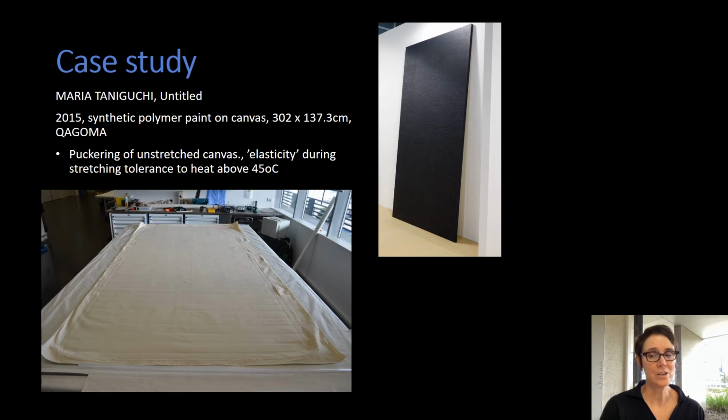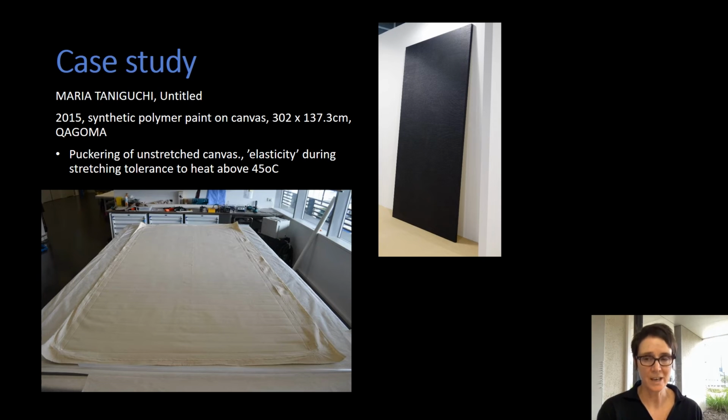Due to its large size, this painting was transported rolled and was stretched on arrival at Quagoma. The canvas support presented puckering of the unstretched canvas when unrolled. It was also very stretchy and showed tolerance to heat above 45 degrees Celsius. Analysis indicates that this artwork is painted on an acrylic primed cotton canvas, which is in a half basket weave. The acrylic priming is pigmented primarily with chalk.